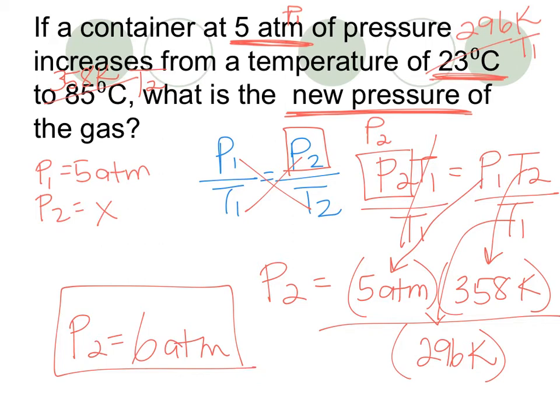atmospheres. Now, I would encourage you also to stop at this point and take a second and say to yourself, does this make logical sense? So what happened to our temperature? Our temperature increased. So if the fire got hotter, what happened to the molecules? They started to collide more. The pressure should have gone up. And check it out. It totally did. It went from 5 to 6. So I know my answer is most likely correct.